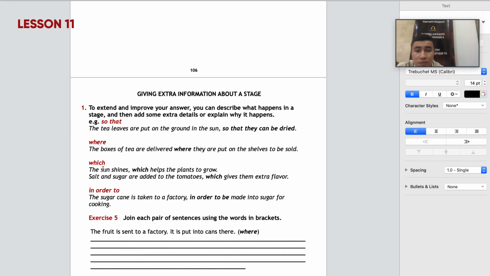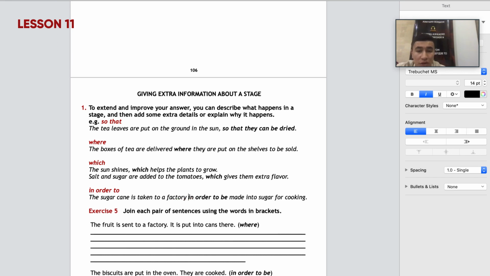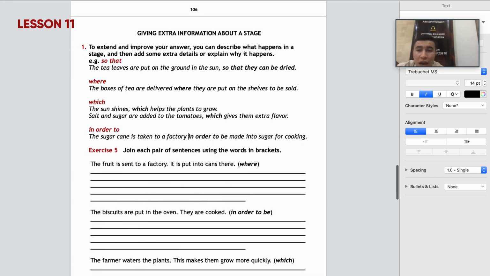You can also use which. The sun shines, which helps the plants to grow. Salt and sugar are added to the tomatoes, which gives them extra flavor. Okay? Of course, you can use in order. The sugar cane is taken to a factory. Okay, we don't need comma here, in order to be made into sugar for cooking. And here you have an exercise. You should join each pair of sentences using the words in brackets.